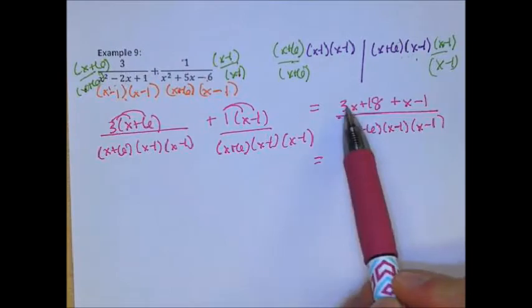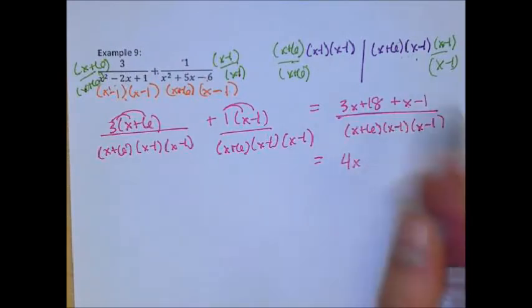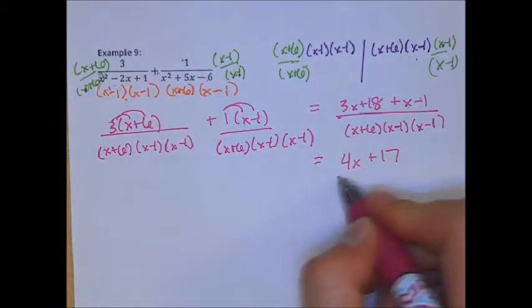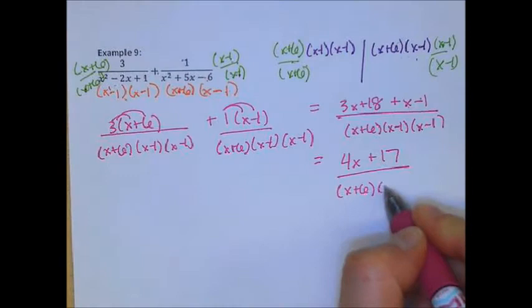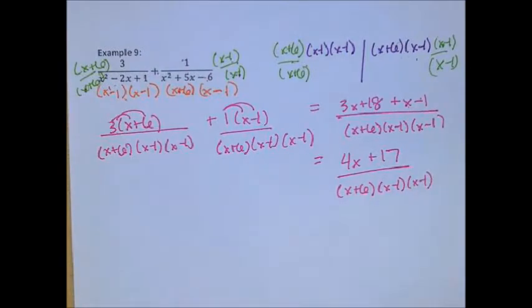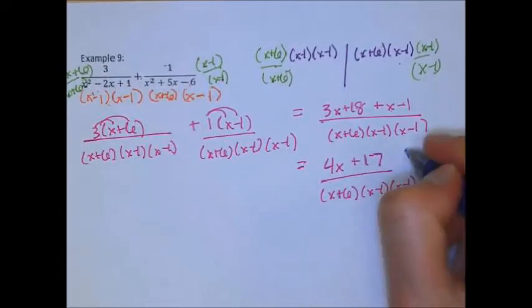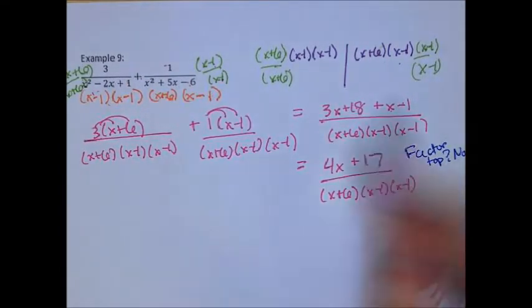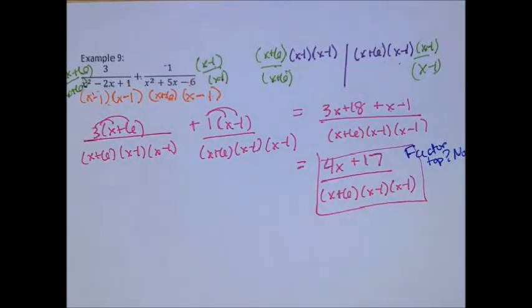Let's combine like terms. 3x plus x is 4x. 18 minus 1 is 17. And then our denominator, can we factor the top? No. So here's our final answer. Go ahead and try example 10. Pause the video so you can try example 10.